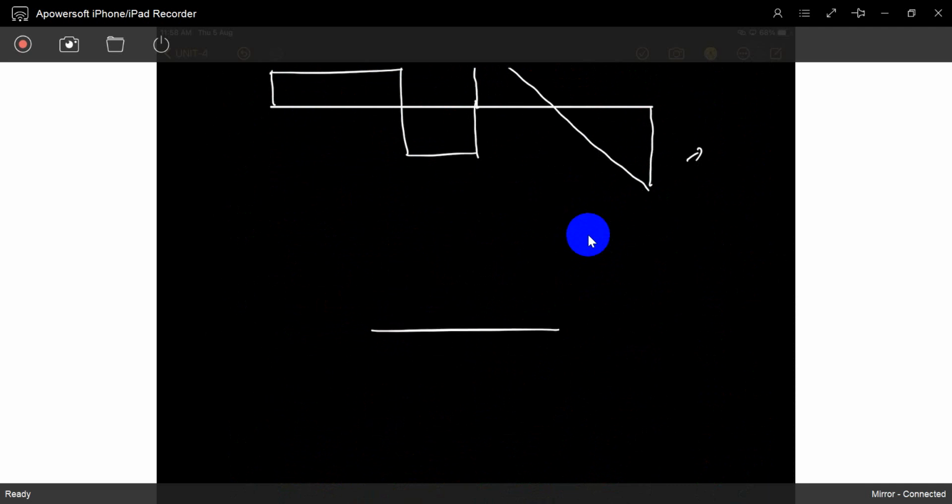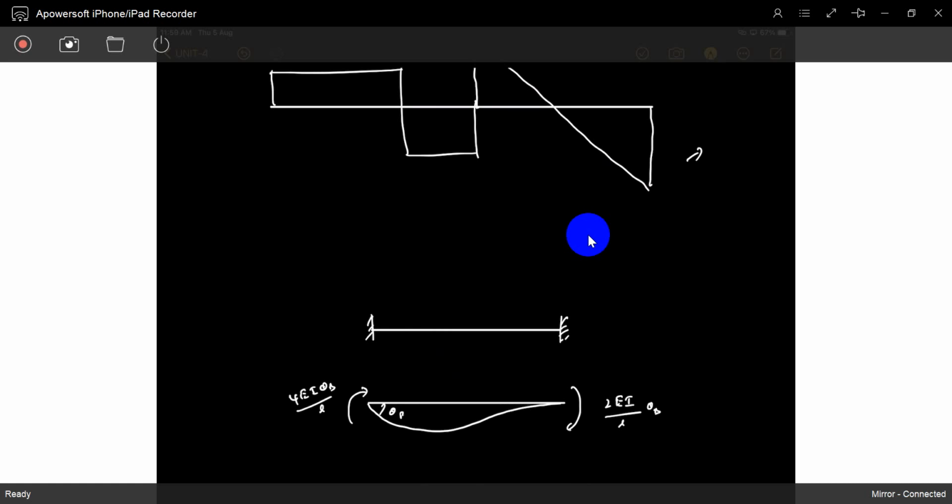If you see, if both are fixed, we just allow rotation, and the moment is 4EI theta b by L. If you put theta, you will get like this. How much? 2EI by L into theta b.